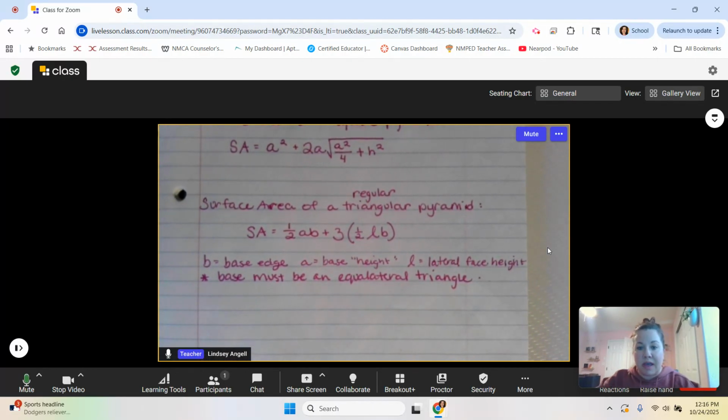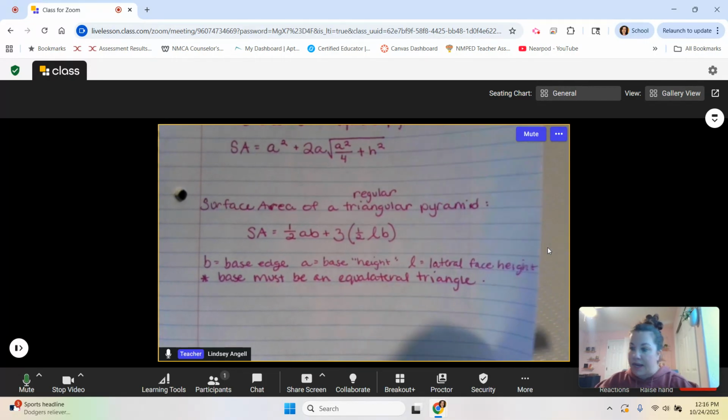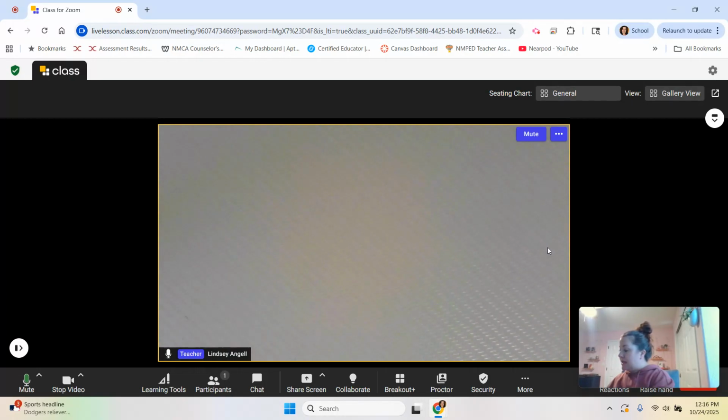And then the surface area of a regular triangular pyramid. When I say regular, it must be equilateral, meaning every side of the triangle of the base is the same length, okay? I have that right here. B equals the base edge, A equals the base height, and L equals the lateral face height, and the base must be an equilateral triangle. All right, so let's go ahead and get into it.